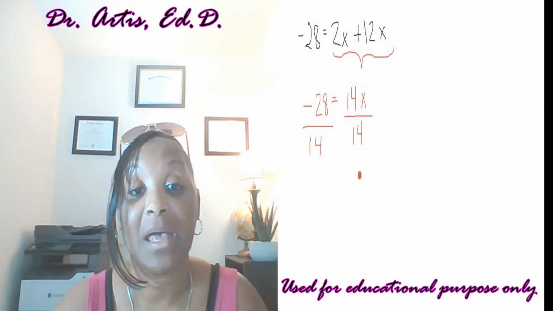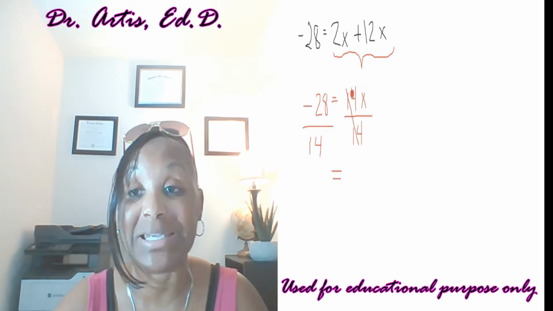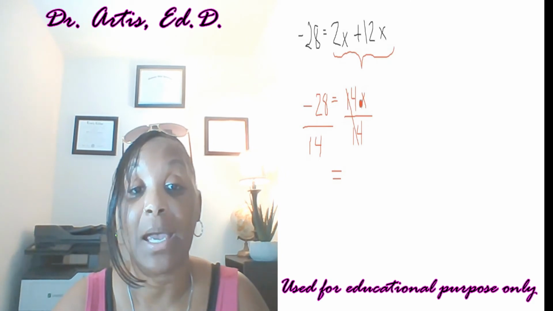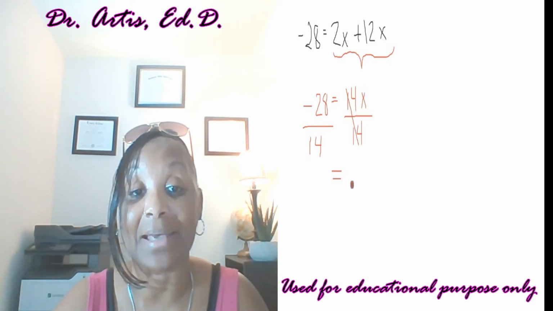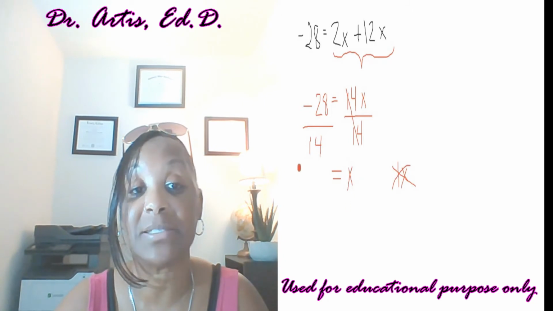Okay? That means that these two 14s are going to cancel out because 14 divided into 14 is 1, right? 1 times x will give us x, so we don't have to bring down that 1. All right? You do not need to write it like this. Okay? Just bring down your x.